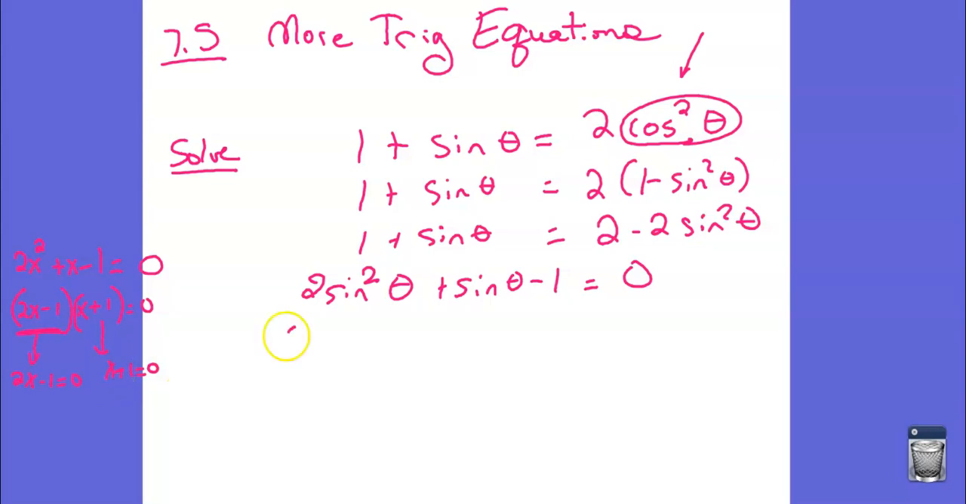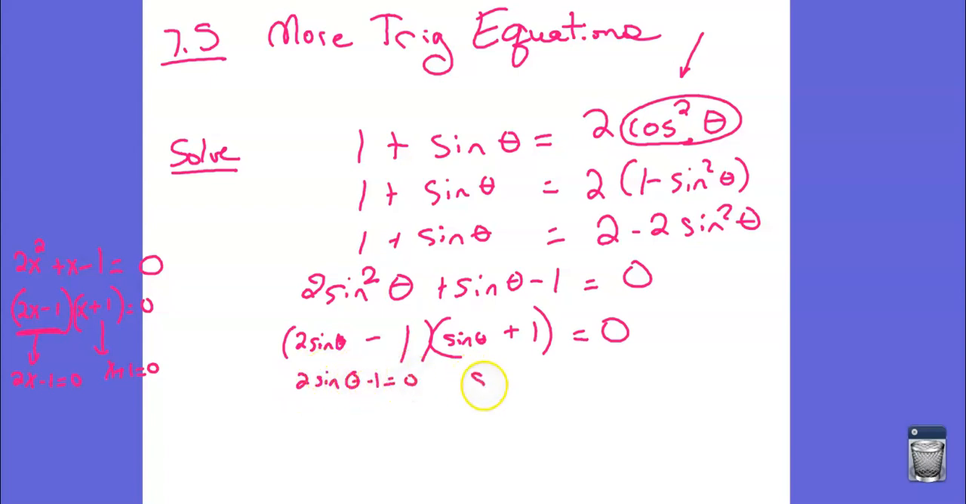Well, that's what we're going to do here. We're going to factor. This is like a quadratic, so we're going to solve it very similarly. So it's 2 sine theta, sine of theta, 1, 1. This is the positive, that's the negative. And then we're going to set both of them equal to 0, so 2 sine theta minus 1 equals 0, and sine of theta plus 1 equals 0. And then you're going to solve for theta.